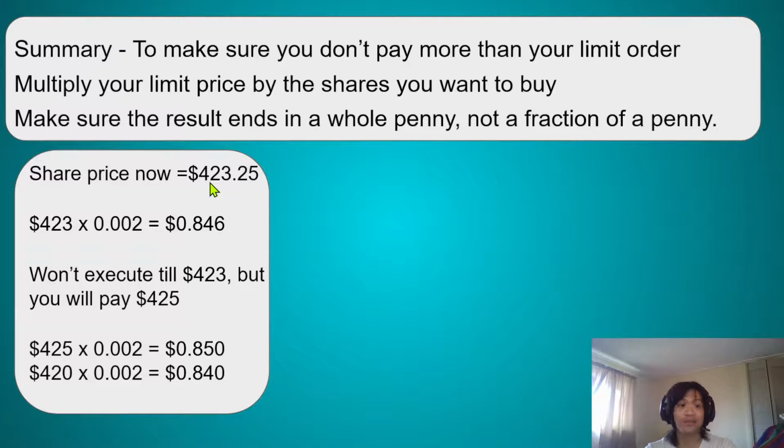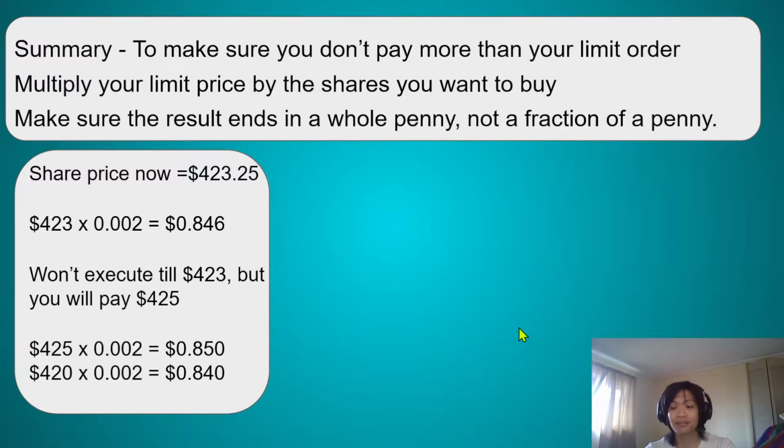So if the share price now is $423.25, you have two options if you want to place a limit order and not have that order execute above your limit. You can either place a limit for 425 since that ends in a whole cent, or you can place that limit order at 420 since that ends in a whole cent. So make sure that the result ends in a whole penny, not a fraction of a penny.